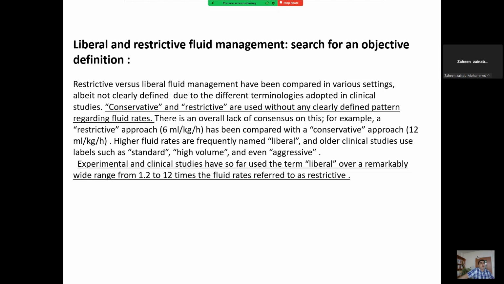For example, a restrictive approach like 6 ml per kg per hour has been compared with a conservative approach of 12 ml per kg per hour. Higher fluid rates are frequently named liberal, and older clinical studies use liberal such as standard, high volume, and even aggressive. Experimental and clinical studies have so far used the term liberal over a remarkably wide range, from 1.2 to 12 times the fluid rate referred to as restrictive.